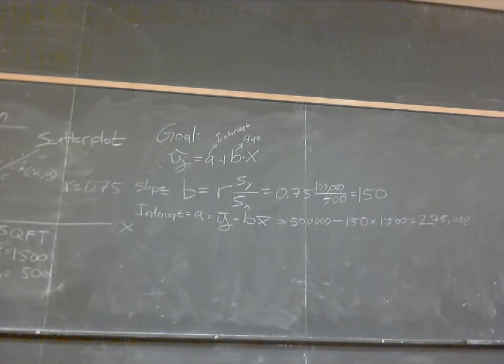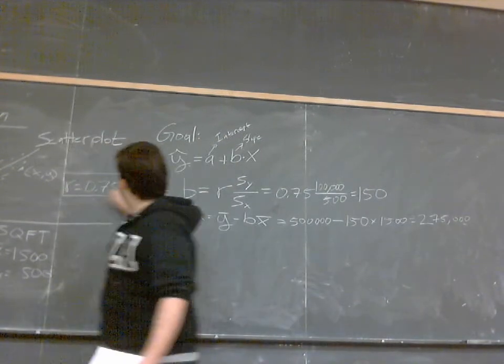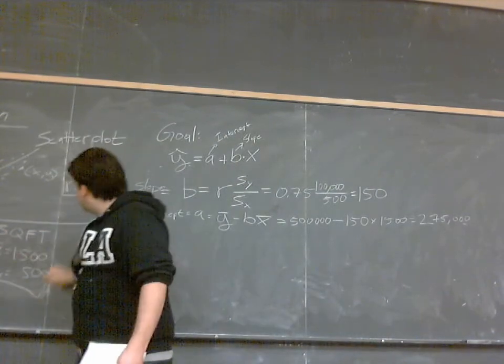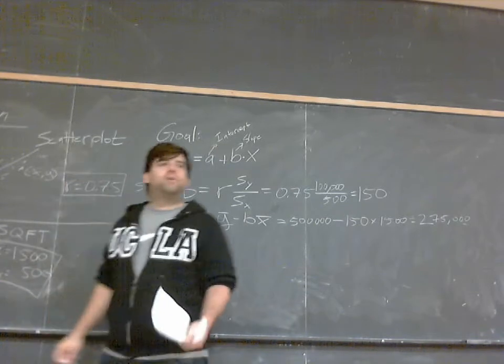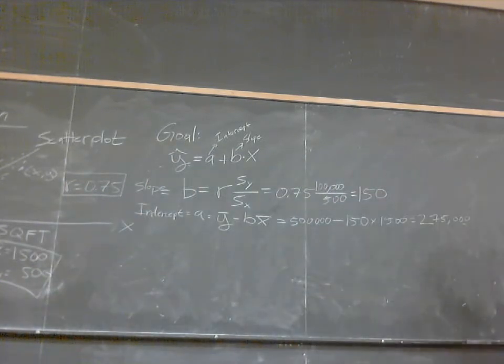Do you have a question? Yeah, was the 0.75 given? Yes. 5 pieces of information must and will be given: the average of both values, the standard deviation of both values, and the correlation between the 2 values. Those 5 pieces will always be given.